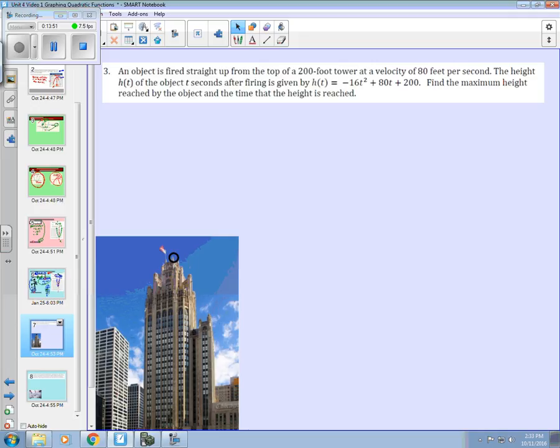All right, a couple word problems now. Number 3: an object is fired straight up from the top of a 200-foot tower at a velocity of 80 feet per second. The height, h of t, of the object t seconds after firing is given by the function shown. Find the maximum height reached by the object and the time the height is reached.